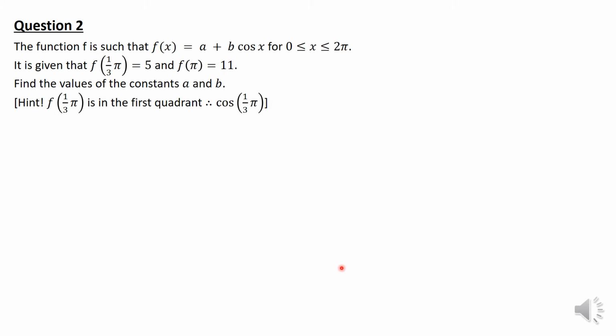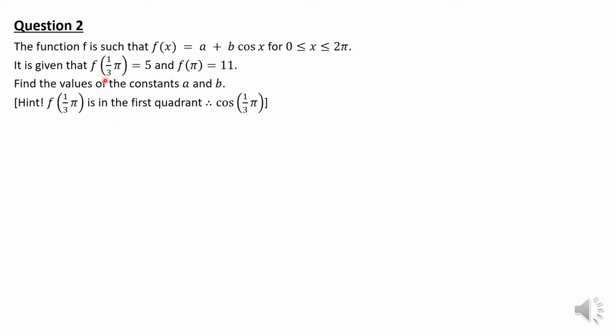Question 2. Again, pause the video. Try to attempt to do this question on your own. It says that the function f is such that f of x is equal to a plus b cosine x for x between 0 and 2 pi radians, or 0 to 360 degrees. So remember this b that you see here, that's the amplitude.